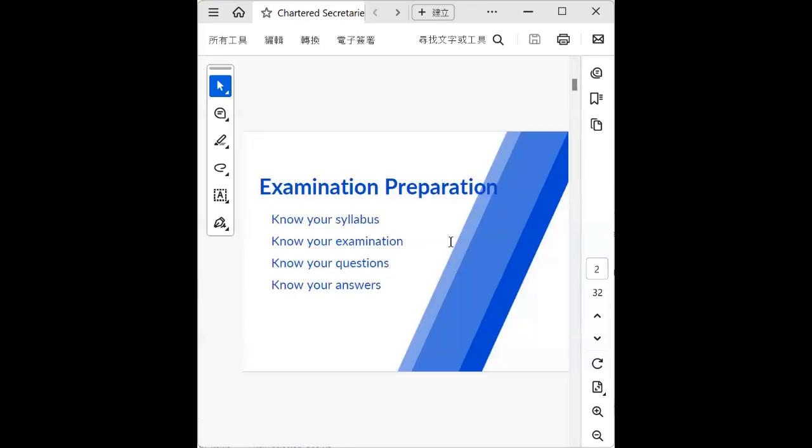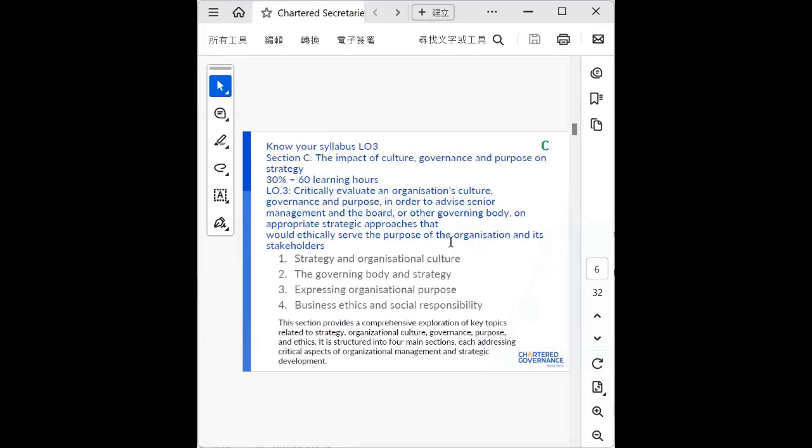So like before, I will firstly introduce section C to you, and then we will move on to look at some examples. Now you note that there is quite a lot of things in section C. It's 30% of your reading time and learning time. You can see that there are four main sections in here, which are strategy and organization culture, the governing body and strategy, the organizational purpose, and business ethics and social responsibility.